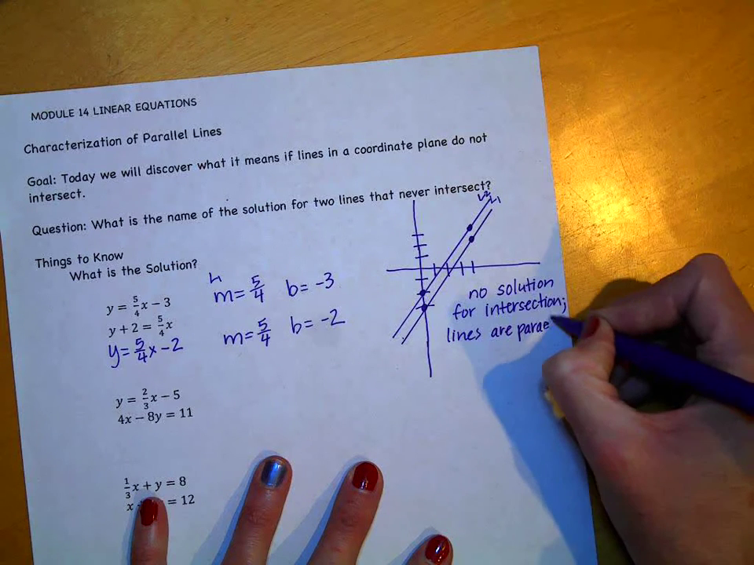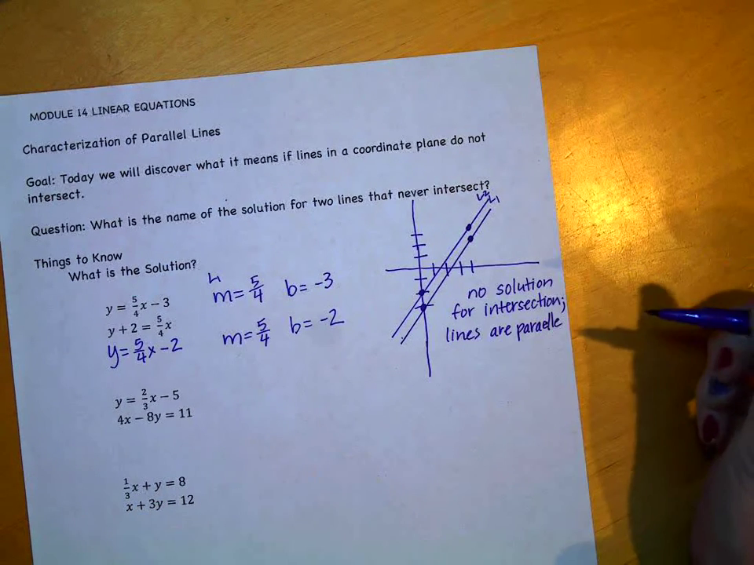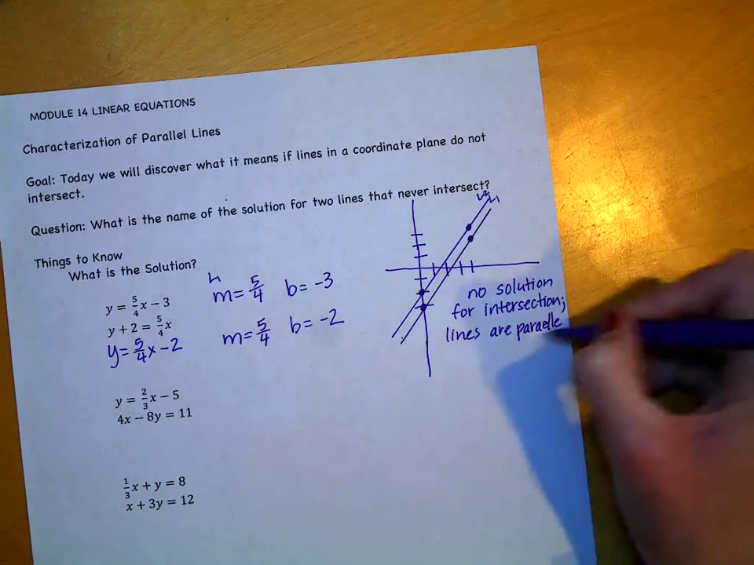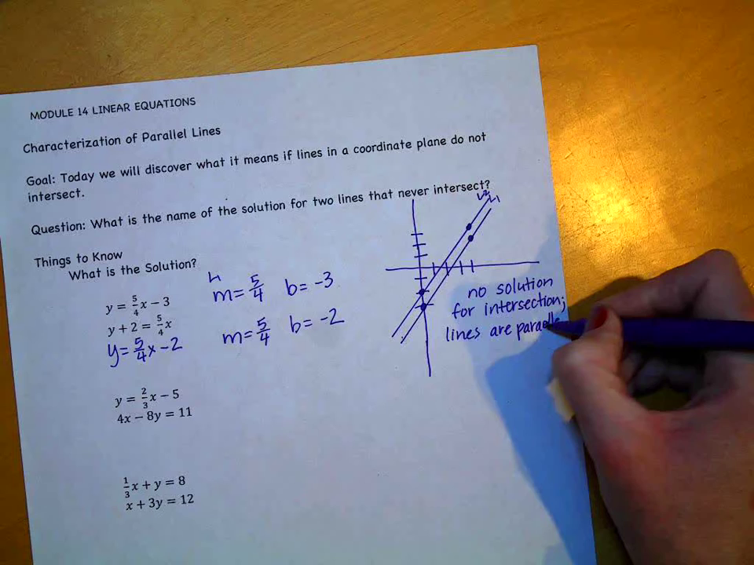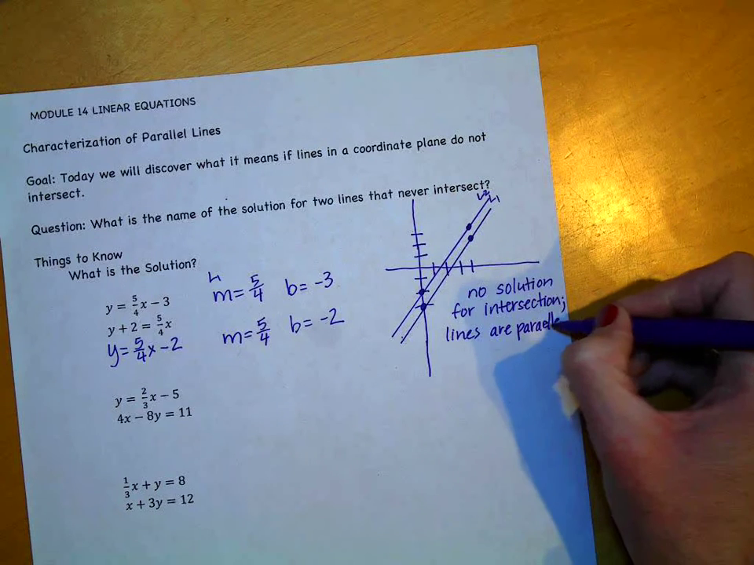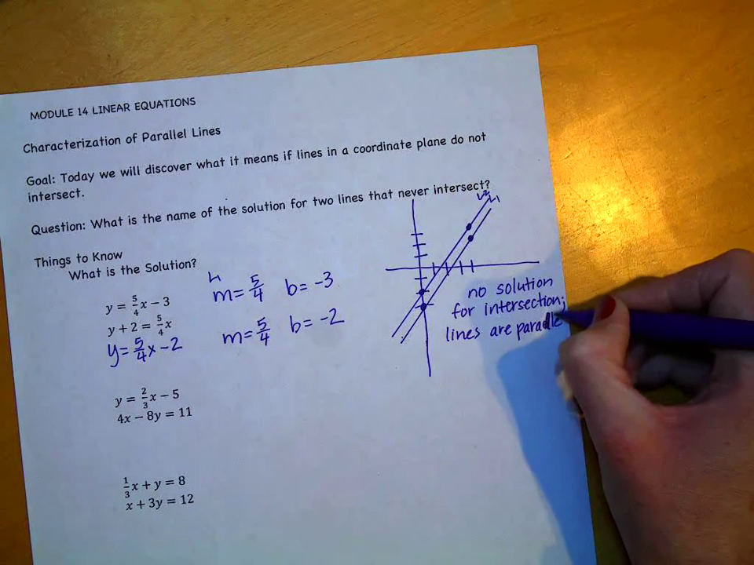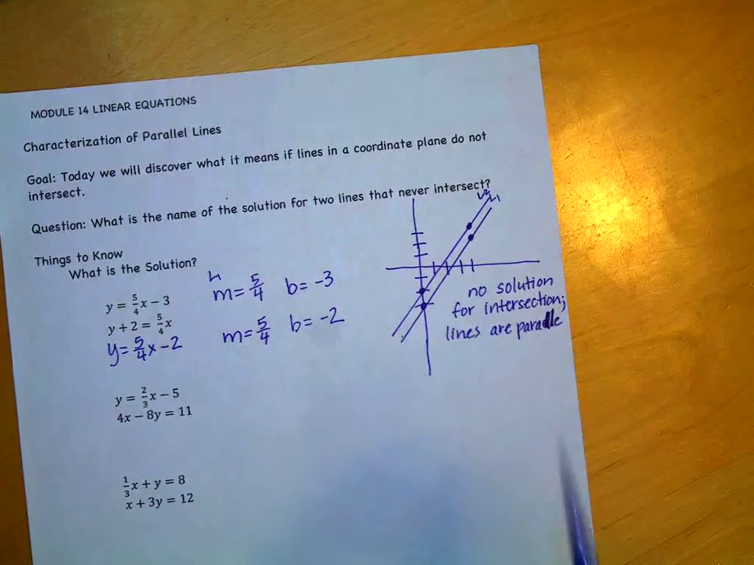I can't remember how to spell parallel. I apologize for not remembering how to spell parallel, but it's something like that. Maybe there's no E there. Maybe it's P-A-R-A-L-L-E-L. I think that looks better, so we'll make that a really fat L.